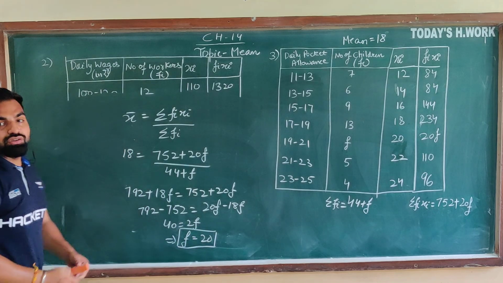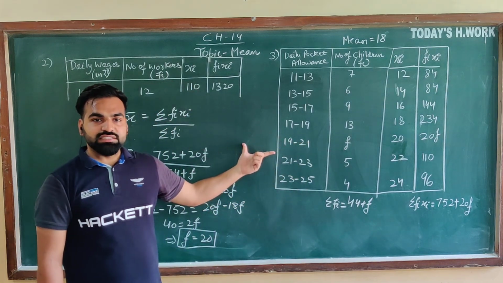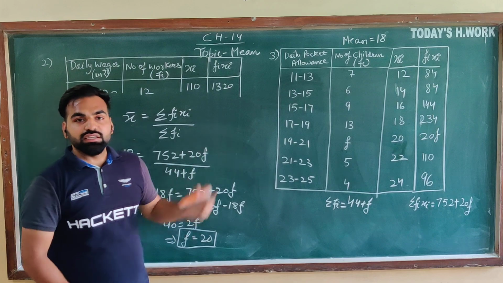So the value of the unknown variable f is 20 here. So in the next video we will discuss about the next method, assumed mean method.